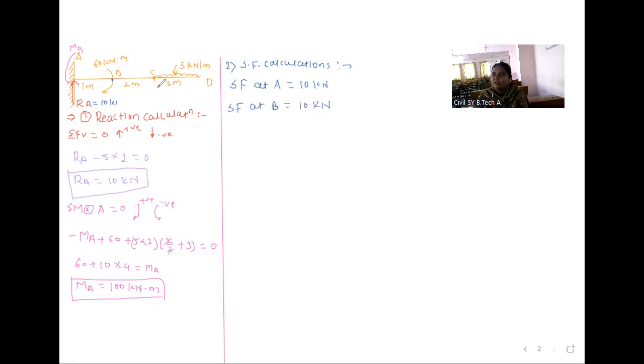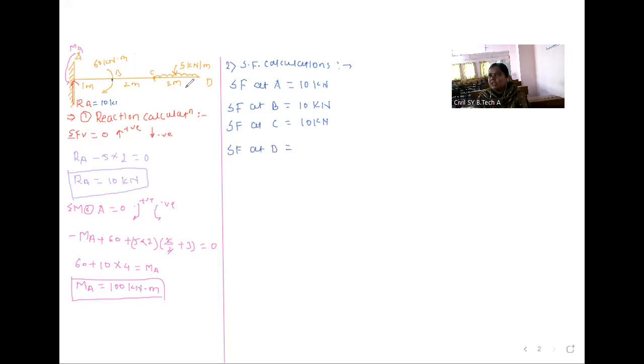After that, we will calculate shear force at C. You observe here in between A to C, there is no vertical force. That indicates shear force is constant. So shear force at C is again 10 kilonewton. Okay. After that, we will calculate shear force at D.